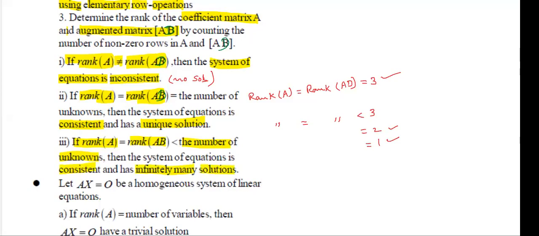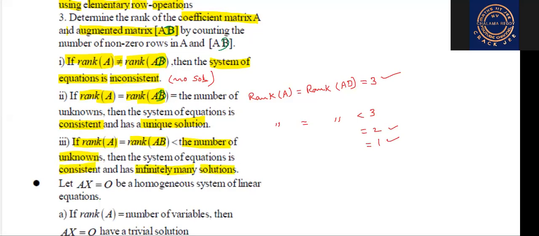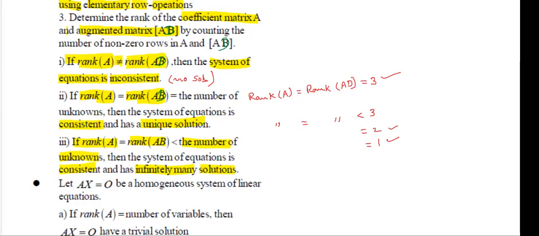Students, have you understood? Both the ranks equal to 3 means unique solution. Less than 3 means infinitely many solutions. If both the ranks are not equal, there is no solution. If there is no solution, there is no issue, no need to do that. Those types of no-solution questions they don't give in the examination. Maximum they will give questions related to either a unique solution or infinitely many solutions.